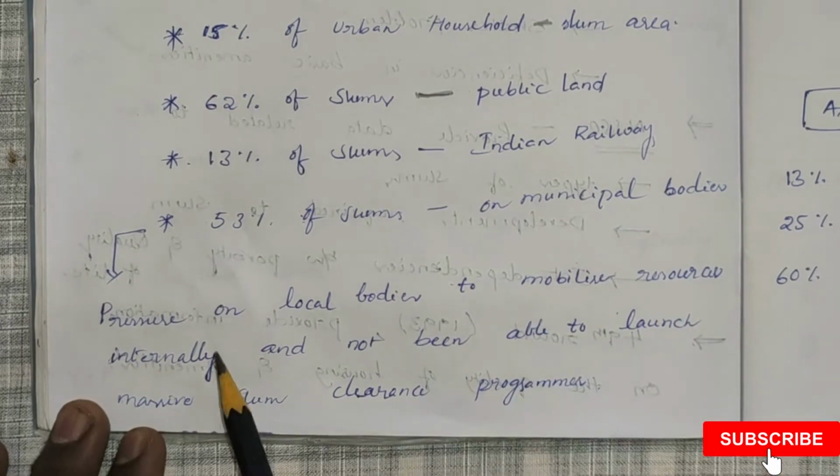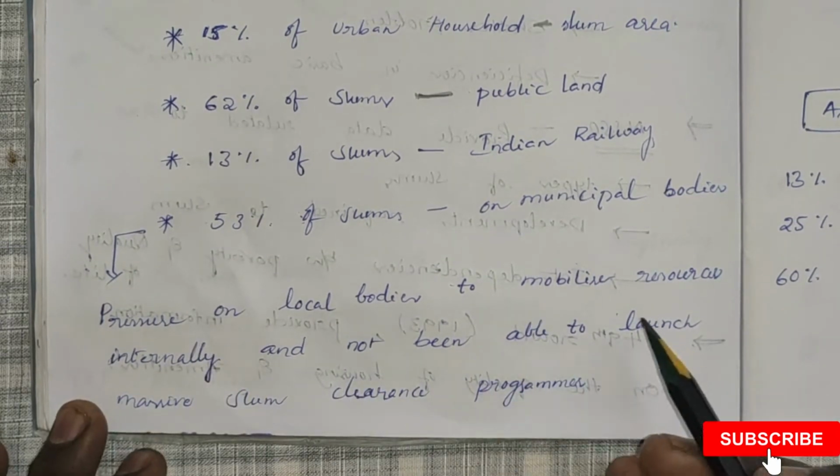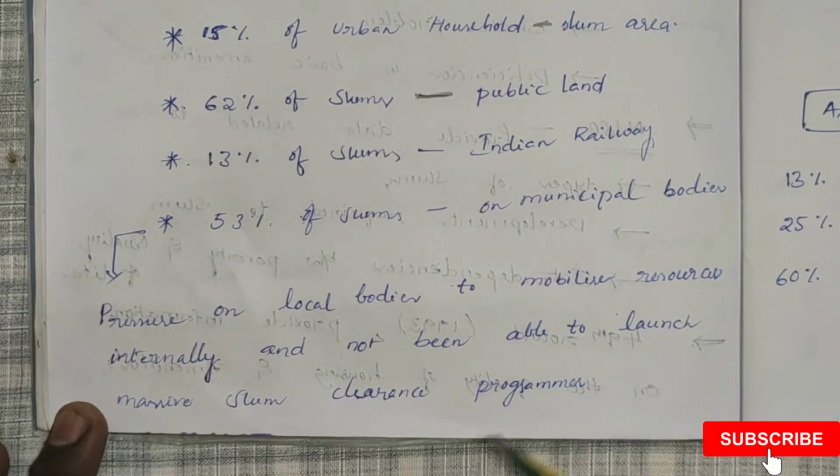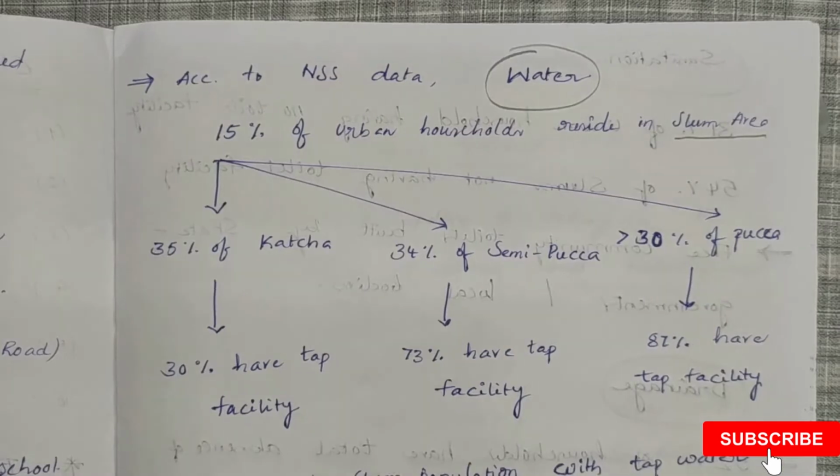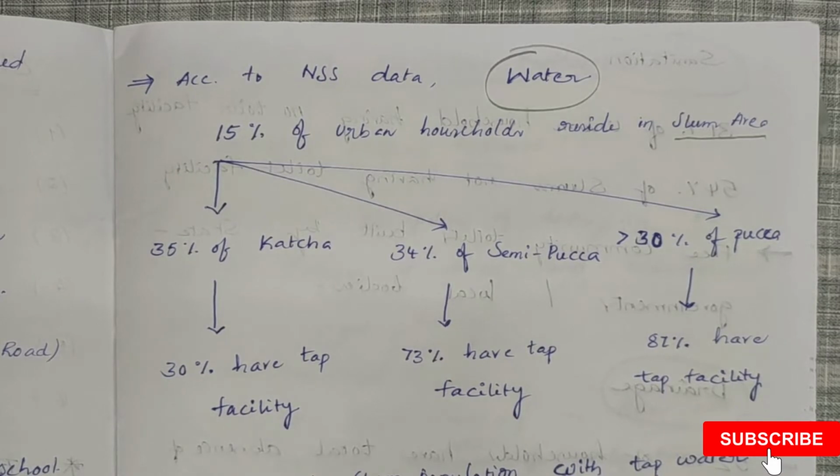There is pressure on local bodies to mobilize their resources internally, rather than only using resources provided by the government, and they have not been able to launch massive slum clearance programs. Due to political pressure on local bodies, they are unable to launch such big slum clearance programs, and they are not allowed to spend the funds provided by the government.